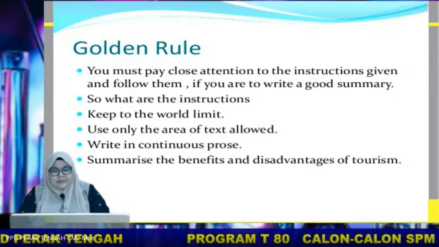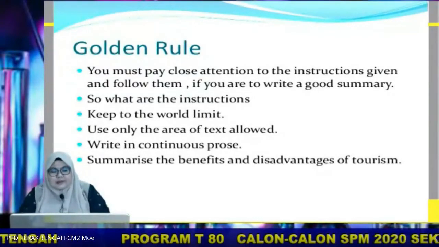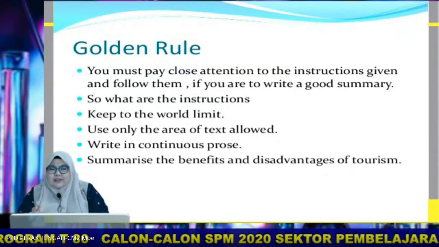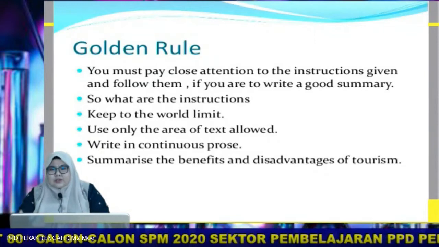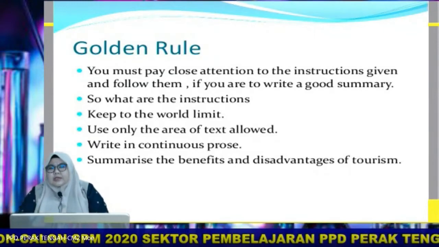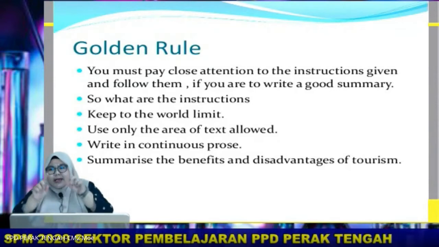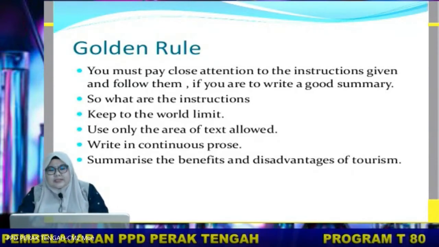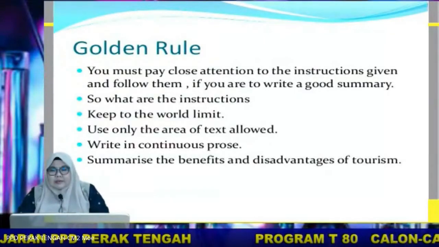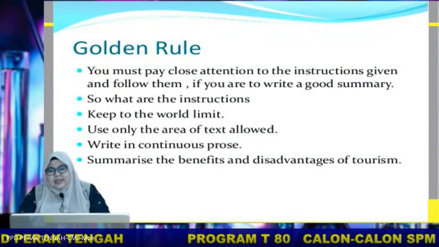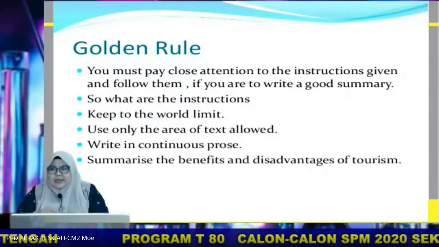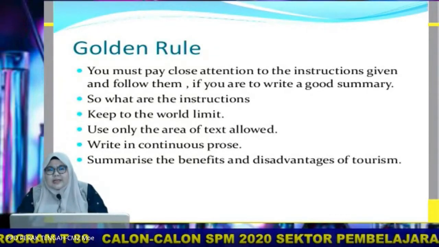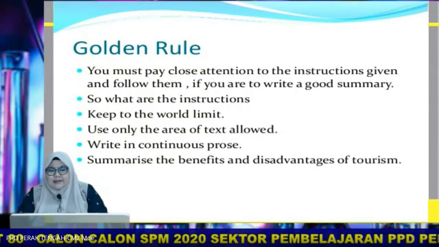Next, use only the area of text allowed. Here, if you look at the instruction, use the materials from line 11 to line 34, for example. So that is the area of the text allowed. You can draw a box there for line 13 to line 34, the one mentioned in the instruction, so it's easier for you to look for the points. This is very important. Let's say you look for the points not in the line mentioned, that is not actually your content points and it will be useless for you to write it there.